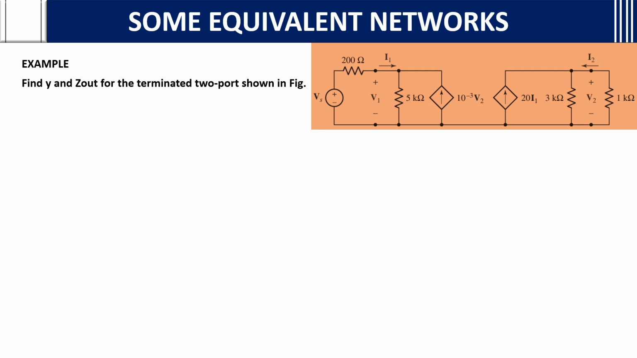Find Y and Z out for the terminated two port shown. They are asking to find Z out as well as Y parameters. That is what we have seen in the previous topic, that is, admittance parameters they have already seen.